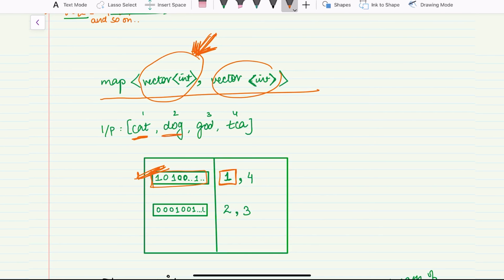Then we will be moving on to dog, and the frequency array of this will look something like this, and we will simply put 2 over here, right? Then we will move on to god, right? The frequency array of god will look something like this, so we will put 3 over here. And for tca, the frequency array will look something like this, so we will put 4 over here. So that's how we can do it, and then the last thing left will be to simply iterate this like we did previously and return the answer.